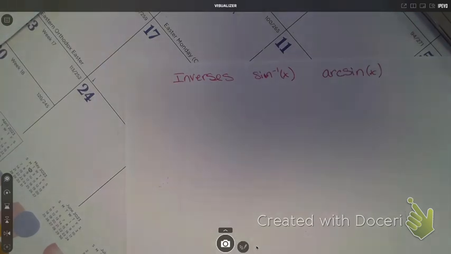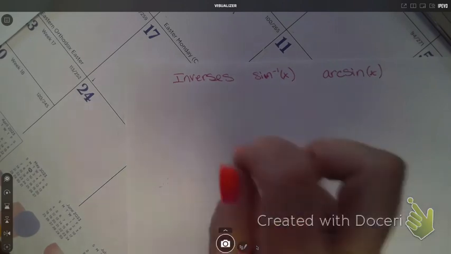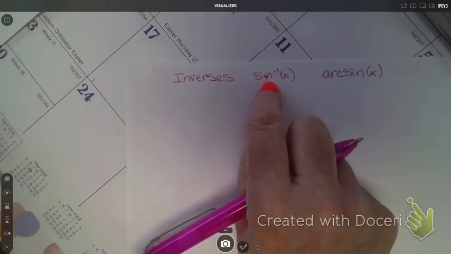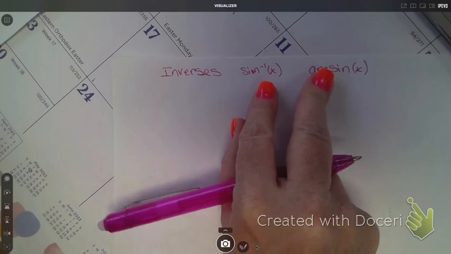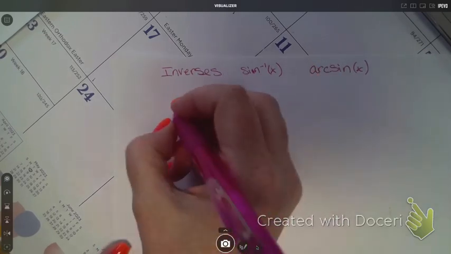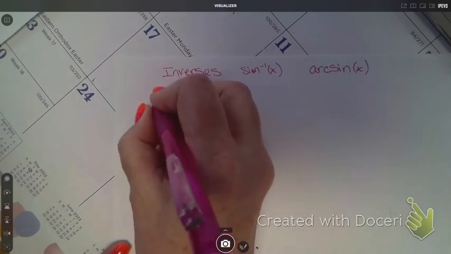I don't like to write arc cosecant because that just drives me nuts. Arc is not my go-to. This is my go-to. But you need to know that both mean inverses, okay? The book will use both.